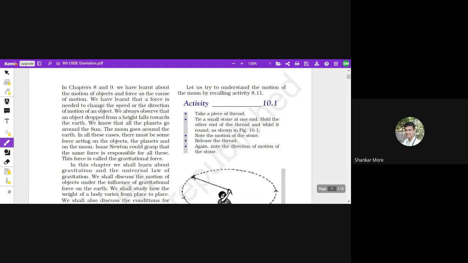So what is motion? We have learned that a force is needed to change the speed or the direction of motion of an object. We always observe that an object dropped from a height falls towards the earth. We know that all the planets go around the sun, and the moon goes around the earth. In all these cases, there must be some force acting on the objects, the planets and the moon. Isaac Newton could grasp that the same force is responsible for all these. This force is called gravitational force.